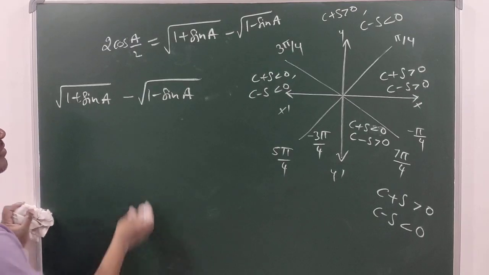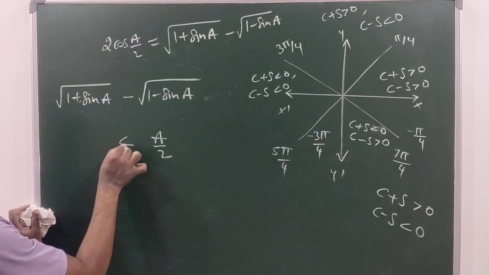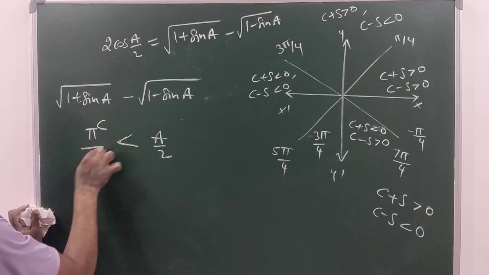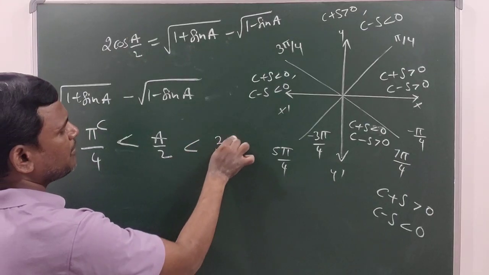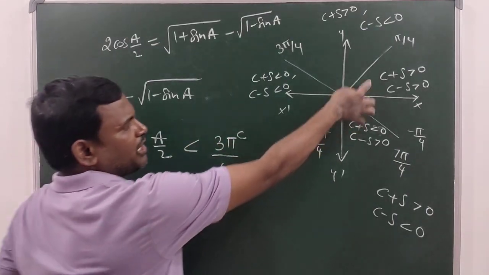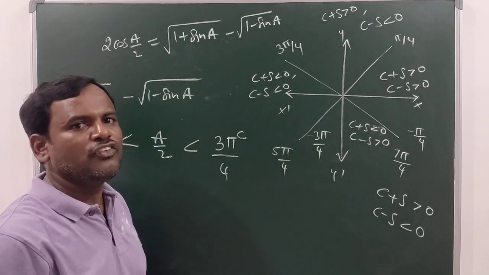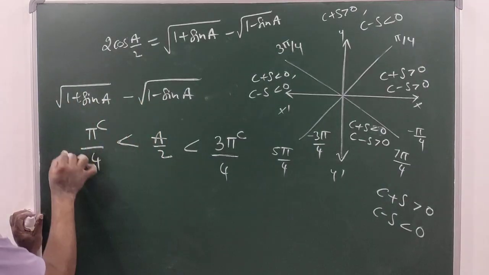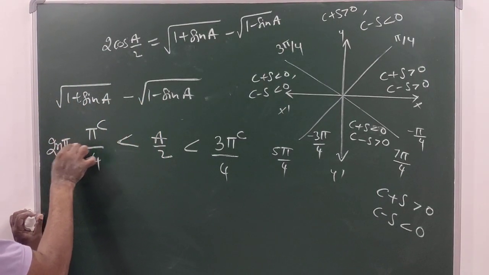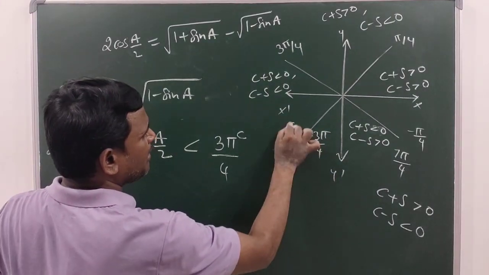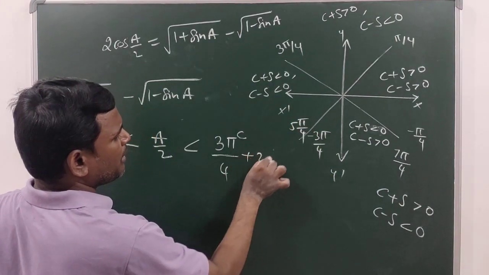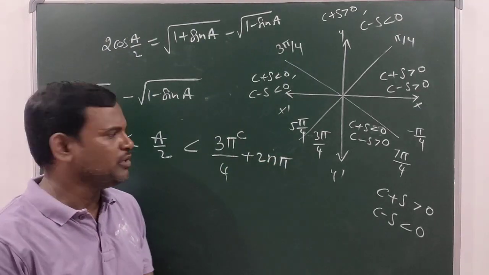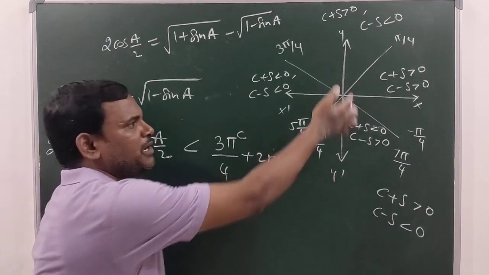a by 2 belongs to, sorry, here only less than, not less than or equal to: more than pi by 4, less than 3 pi by 4, in one rotation. If you want to write more intervals, meaning the general solution, you have to add 2n pi on both sides, 2n pi plus here, and 2n pi here, where n belongs to integers. This is the standard form of the complete angle.